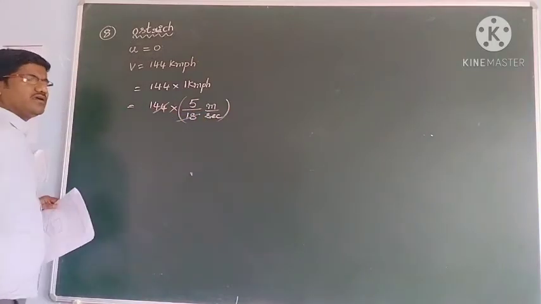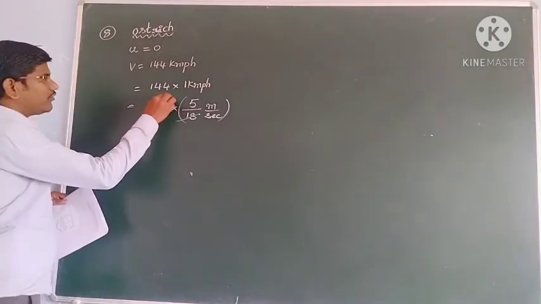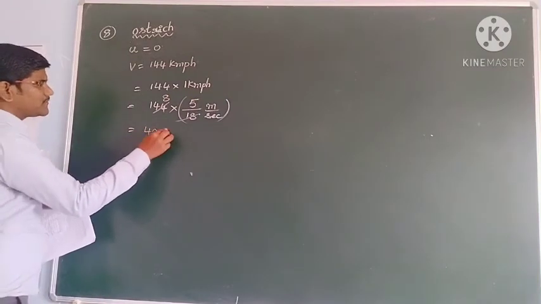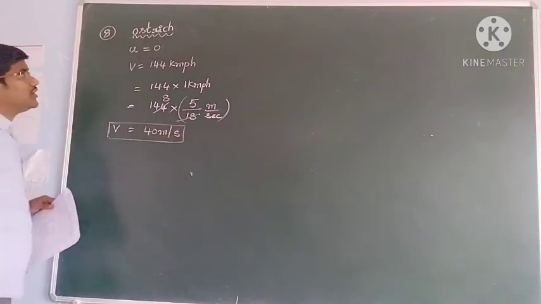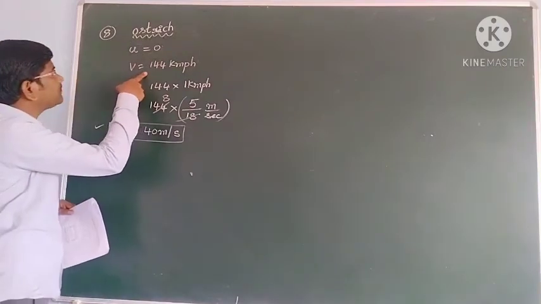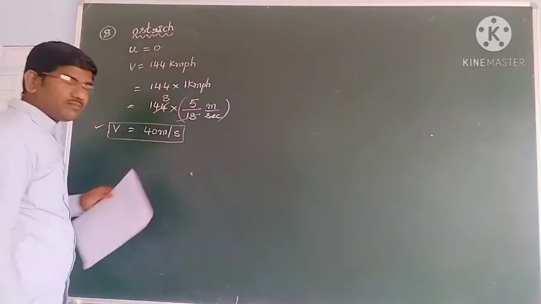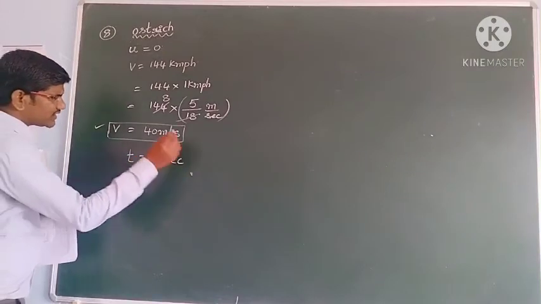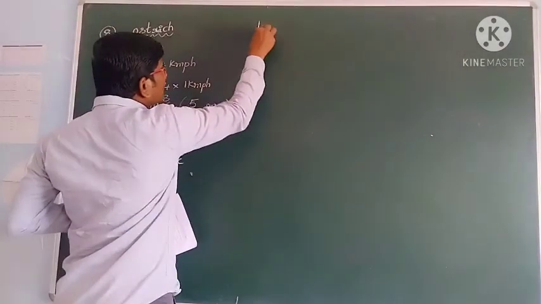Then 18 8s are 144, then 18 to 5, 40. So 40 meters per second is the final velocity. It acquires a velocity of 40 meters per second, or 144 km/h, with an initial velocity u equal to 0, in the time of 2 seconds. Then the time t is equal to 2 seconds. Similarly, a leopard can acquire a velocity.